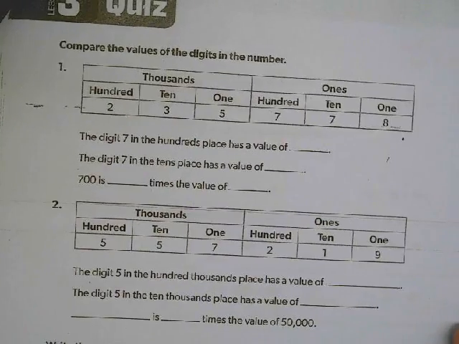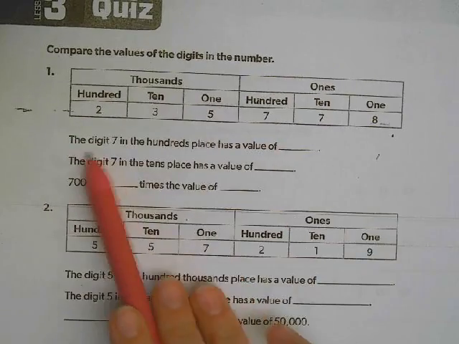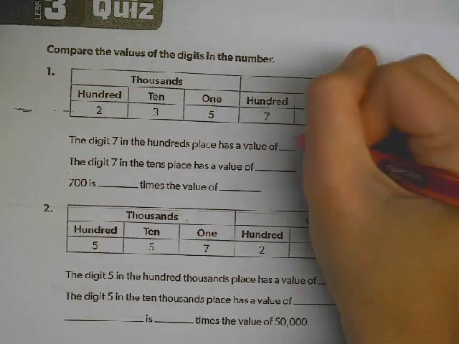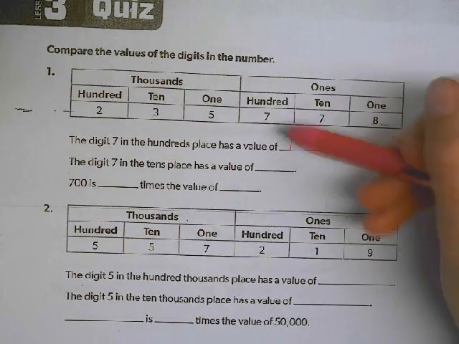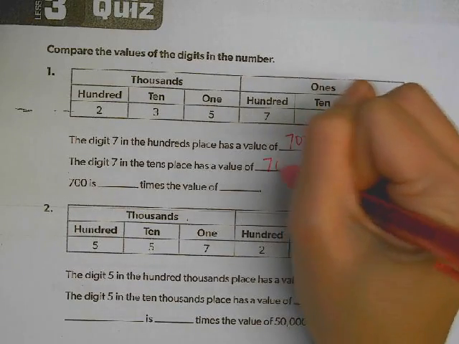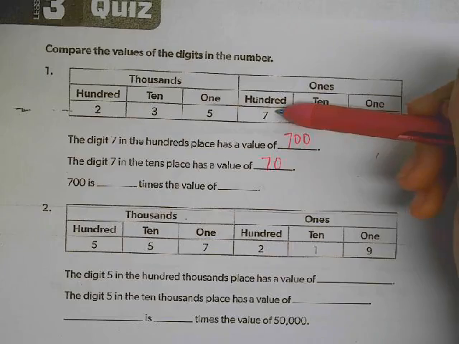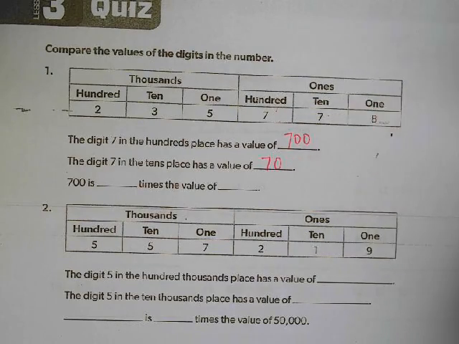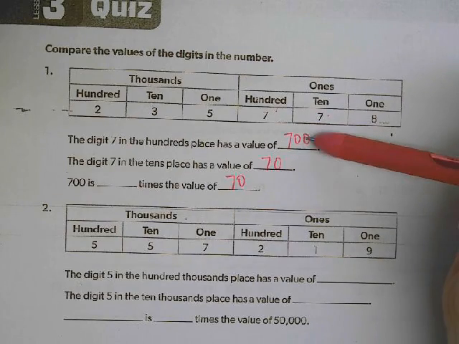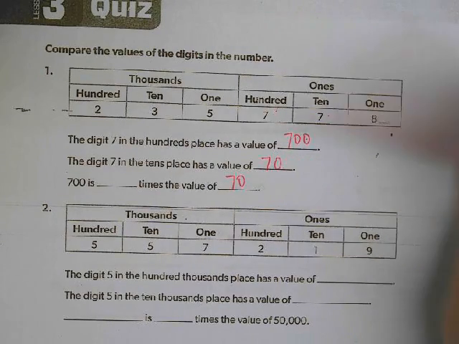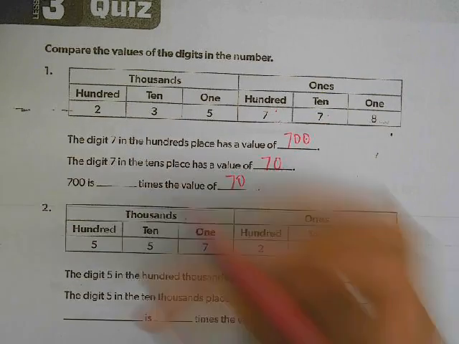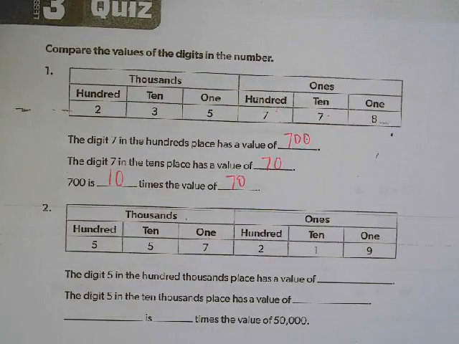Let's take a look at number 1. The digit 7 in the hundreds place has a value of 700. 7 in the tens place has a value of 70. 700 is blank times the value of 70. So how many times the value is 700? Well, how many zeros did you have to add? You had to add 1 zero. So it's going to be 10 times the value.